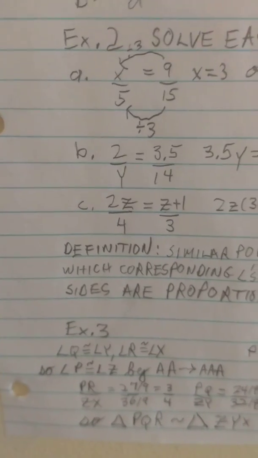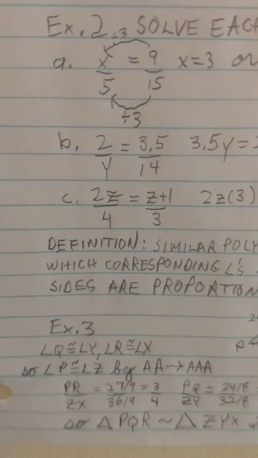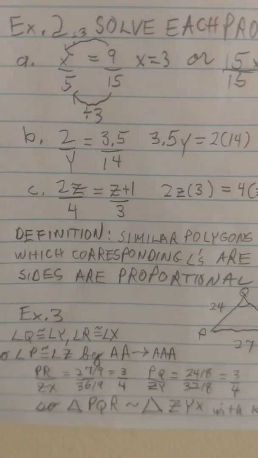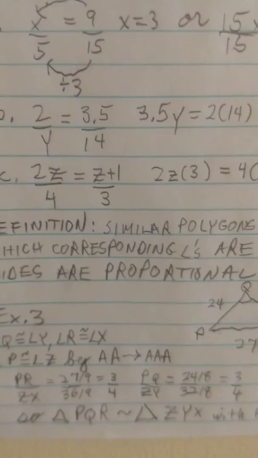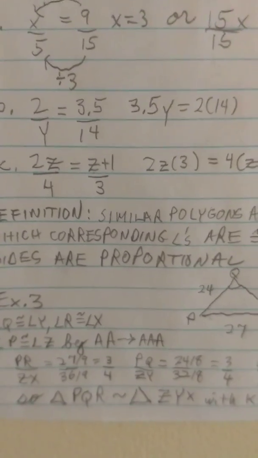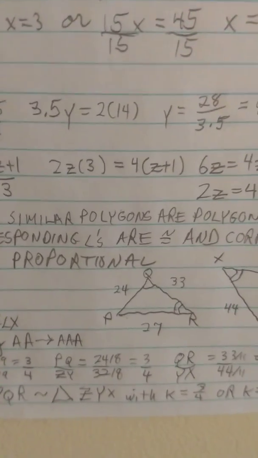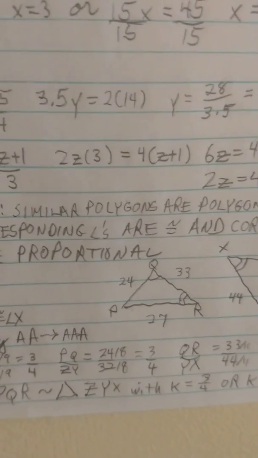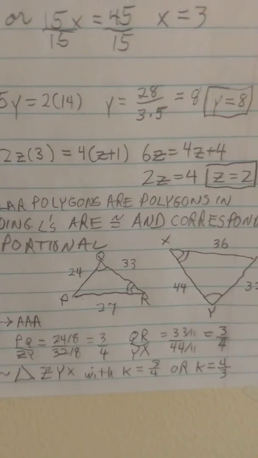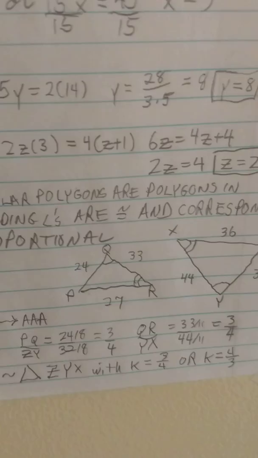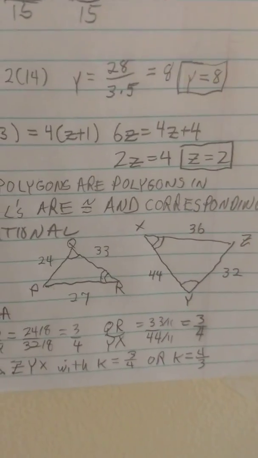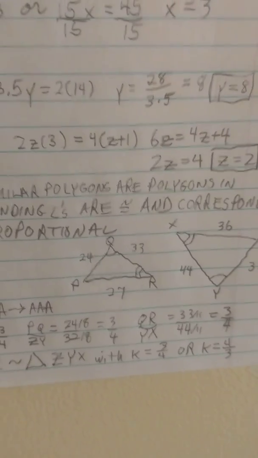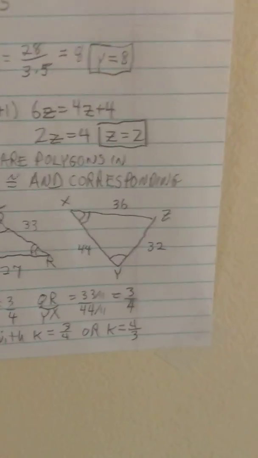Okay, so now we can say that triangle PQR is similar, and that's the symbol for similar, to triangle ZYX, keeping their naming in the triangle, the letters that correspond with the angles in the same order. And with a proportion of 3/4 if I'm going from the small to the big triangle, or K equals 4/3 if I'm going from the big to the small, PQR to ZYX, okay? We did it from PQR to ZYX.